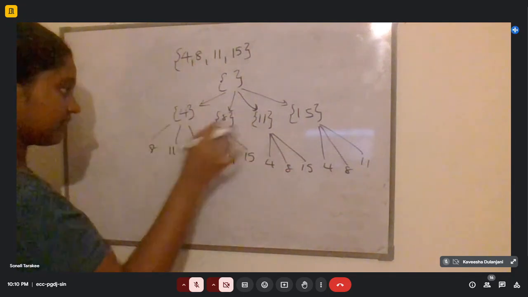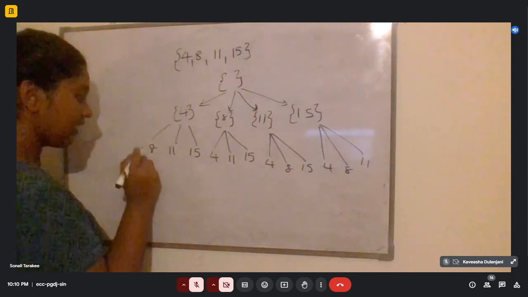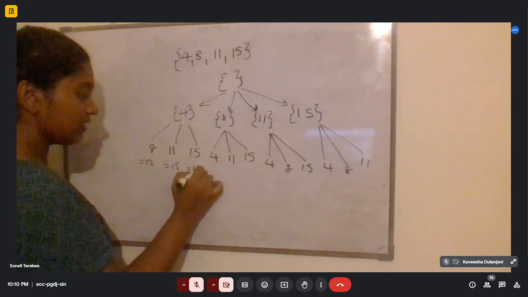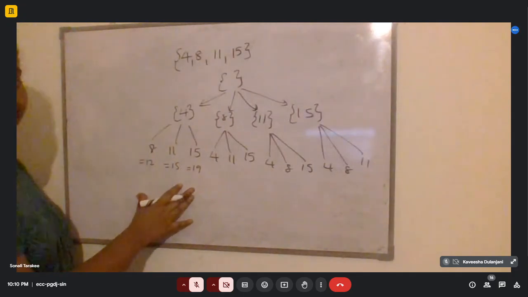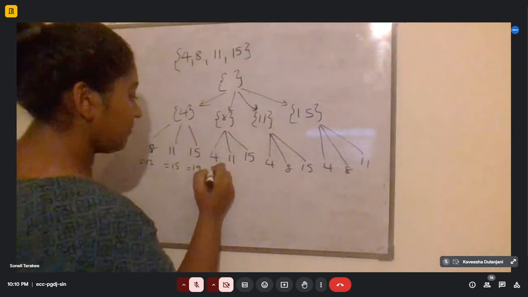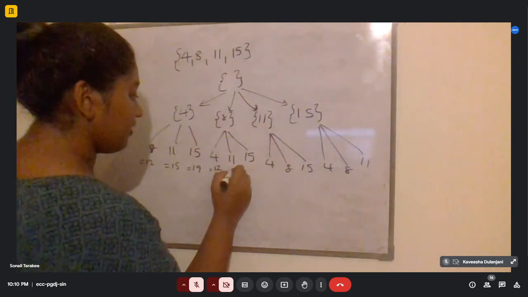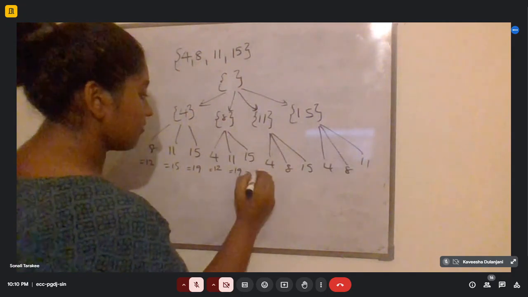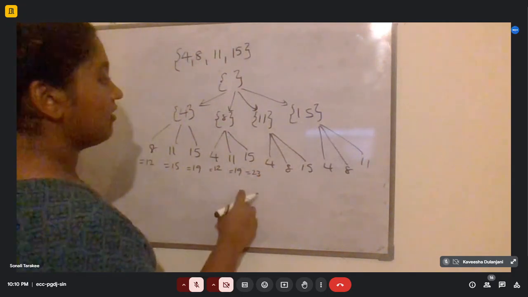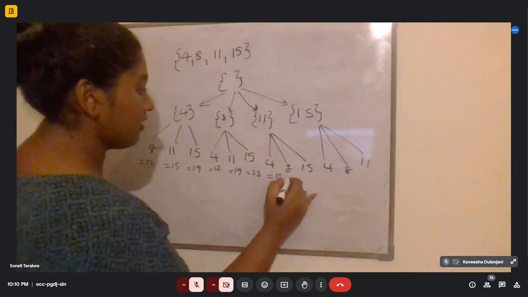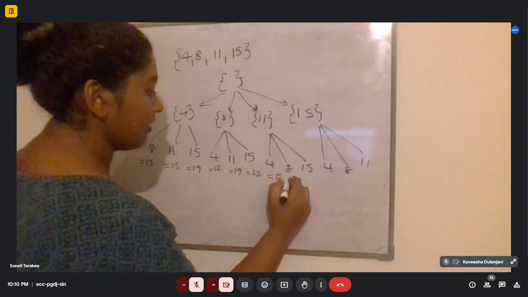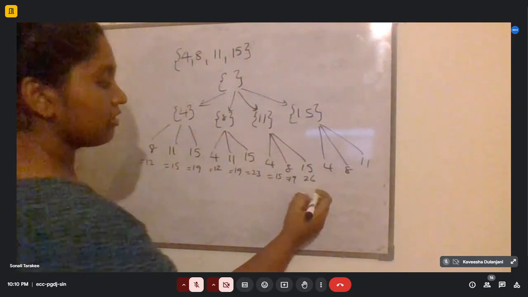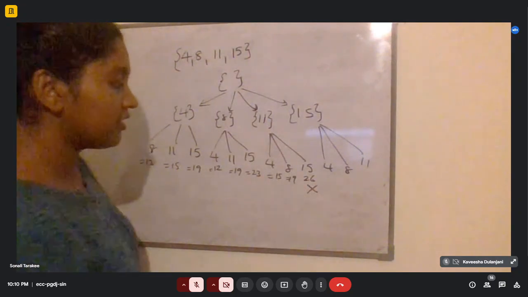Now let's add these sums. Once you add here, 8 plus 4, you get 12. Here, 15. Here, 19. So all these 3 can be taken. Here, 12, 19, 23. Here, 15, 19, 26. Now 26 is greater than 25. So you can continue this one.